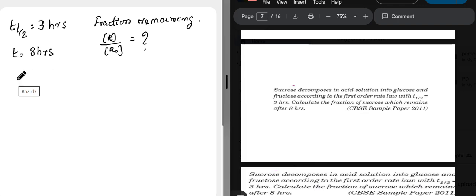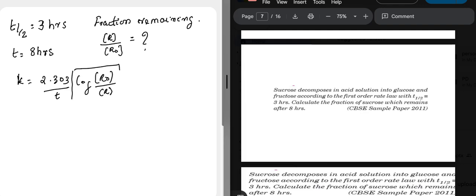This R0 time, everything is coming in this equation: K is equal to 2.303 by T log R0 by R. We don't know R, but we want to find out the ratio R by R0. So for that, first we will find out this much. Again, in this question also anti-logarithm will come. So log R0 by R is k into t divided by 2.303.